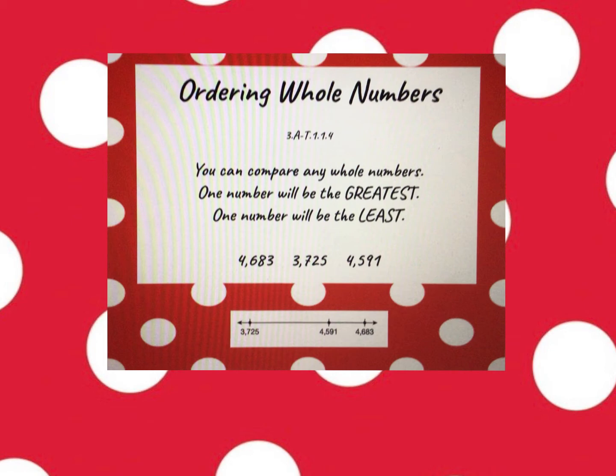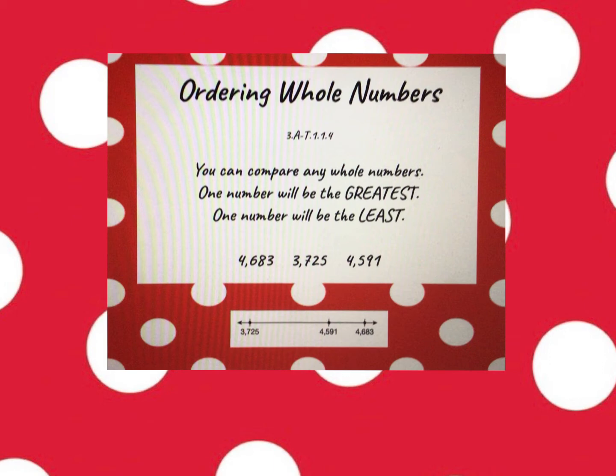So, we have the number 4,683, 3,725, 4,591. What I like to do first is picture these numbers on a number line. And we always take a look at the number that's the biggest number, and that's what we start by comparing.